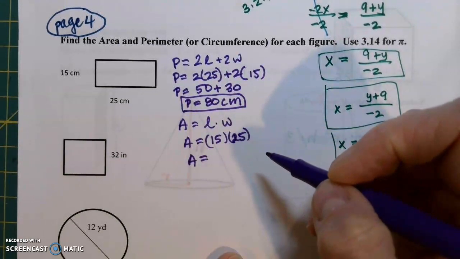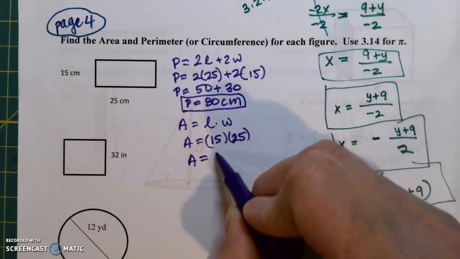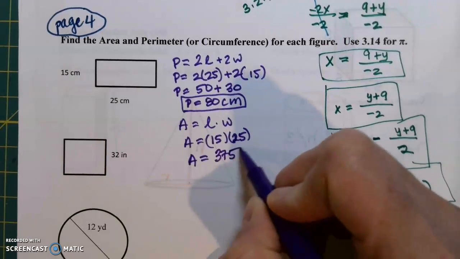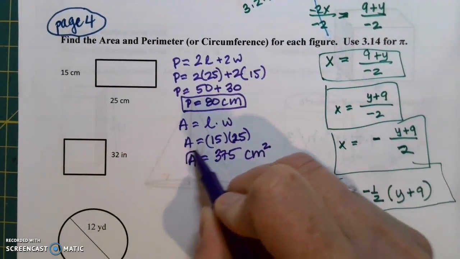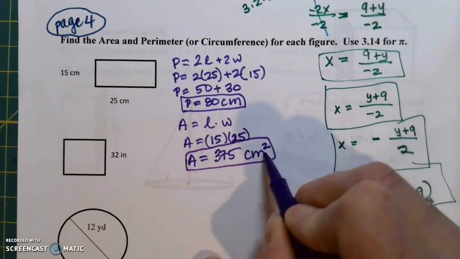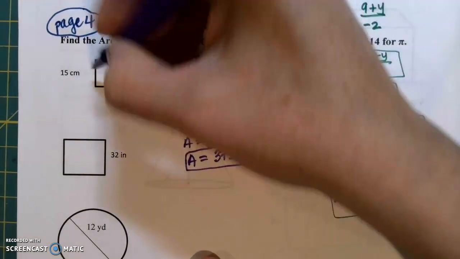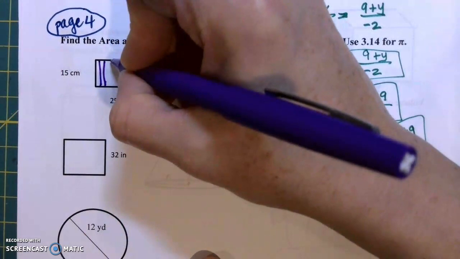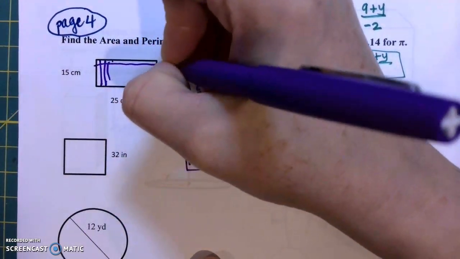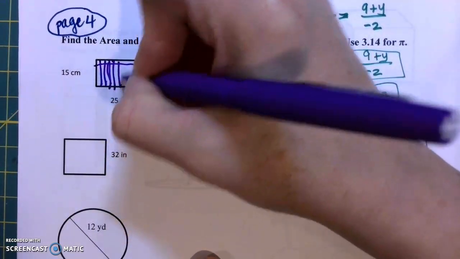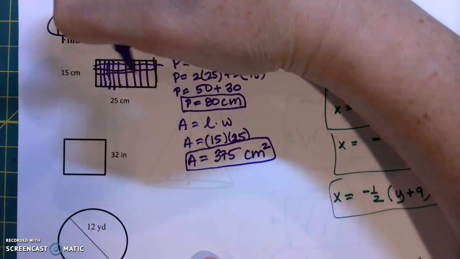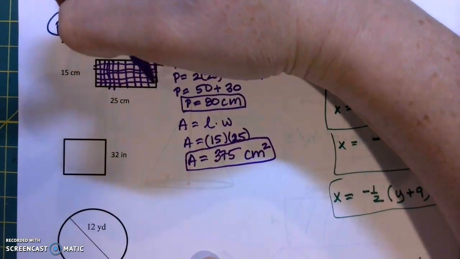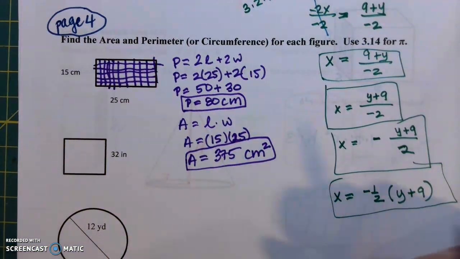And that's going to be what? Should be 375 centimeters squared, because for area, we're covering things with squares. Essentially what we're trying to figure out is, how many squares would I need if I put a grid over this to cover it all? That is what we're looking for. So square units for area to cover that up.